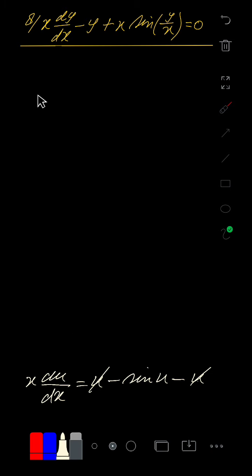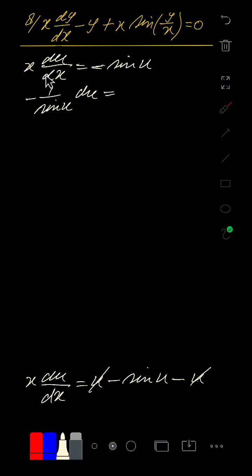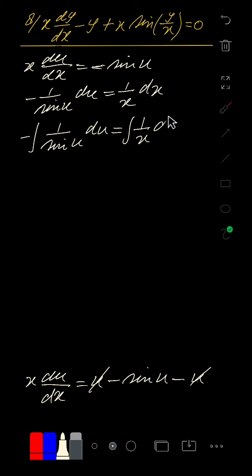From this step, we have dx upon du... du upon dx is equal to minus sine u. Now transposing this expression to the left hand side, we have minus 1 upon sine u du is equal to x dx, to the right hand side, we have 1 over x dx. Now integrating both sides, we have minus 1 upon sine u du is equal to integral 1 over x dx.